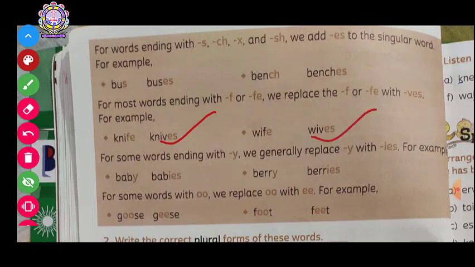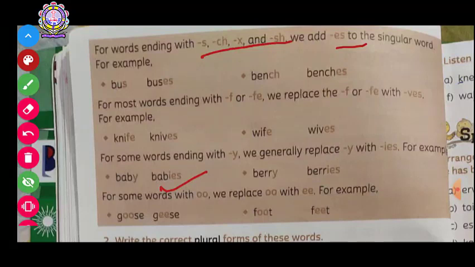Okay, now next line, what is it? For some words ending with y, we generally replace y with ies. Now the words which have y, we have to replace it with ies. Is it clear? So baby, babies, isn't it? Are you getting it? It means if the words end with S, CH, X and SH, then we have to add ES in it.